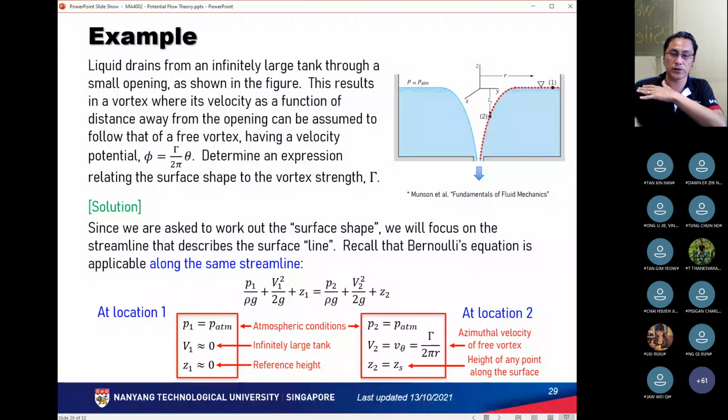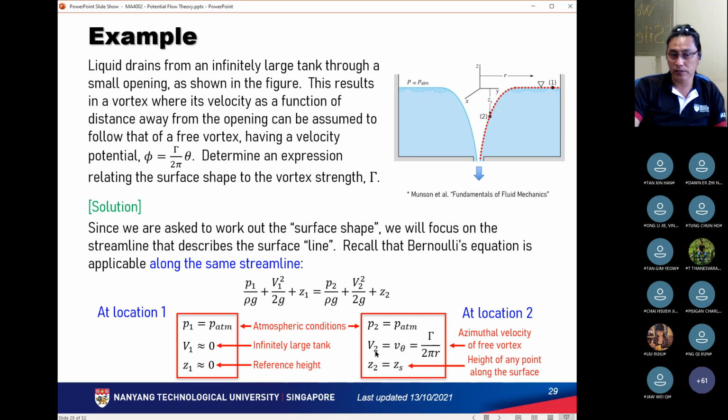Significant velocity value. Let's say that point Y is so far away that the velocity is approximately equal to 0. Z1, we just set as a reference height, so we can just set it to 0. Now how about V2 and Z2?